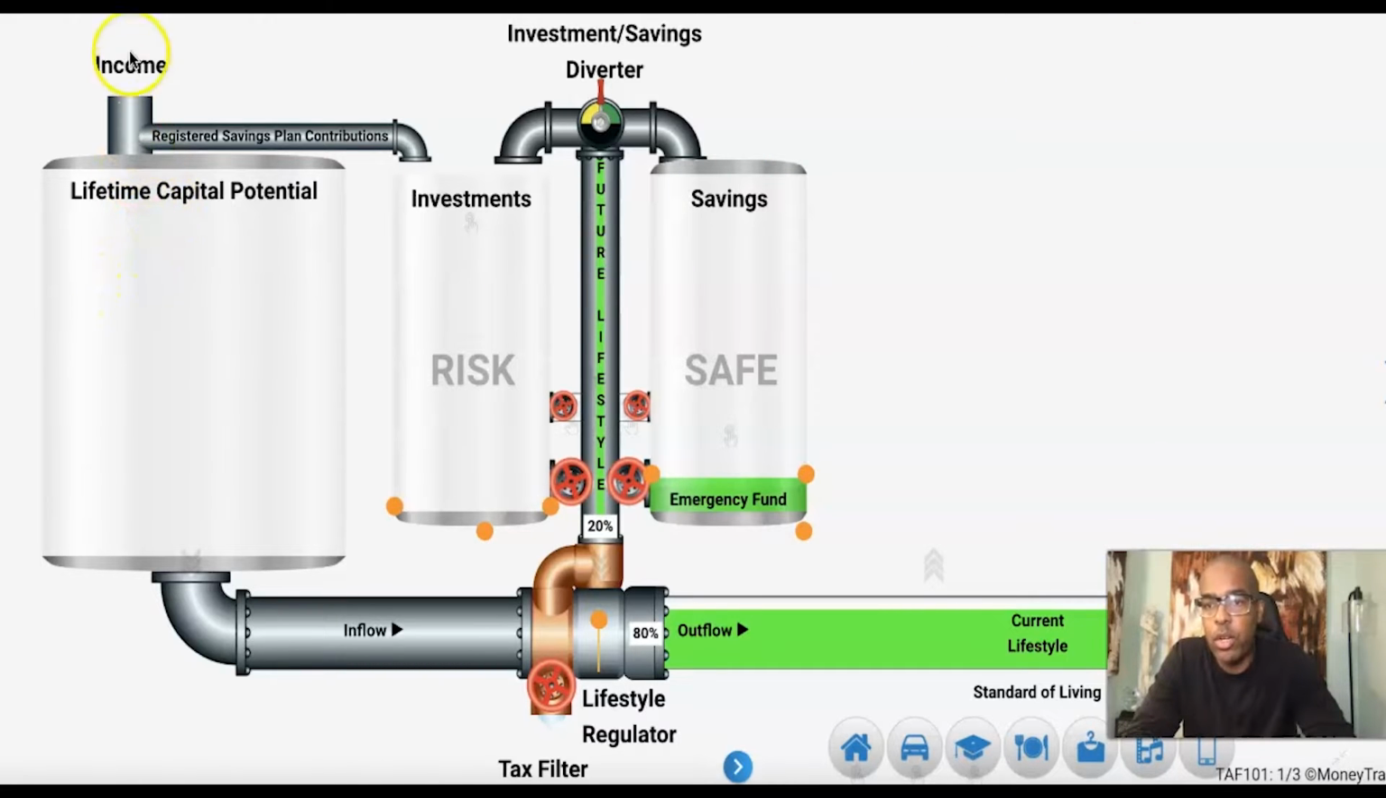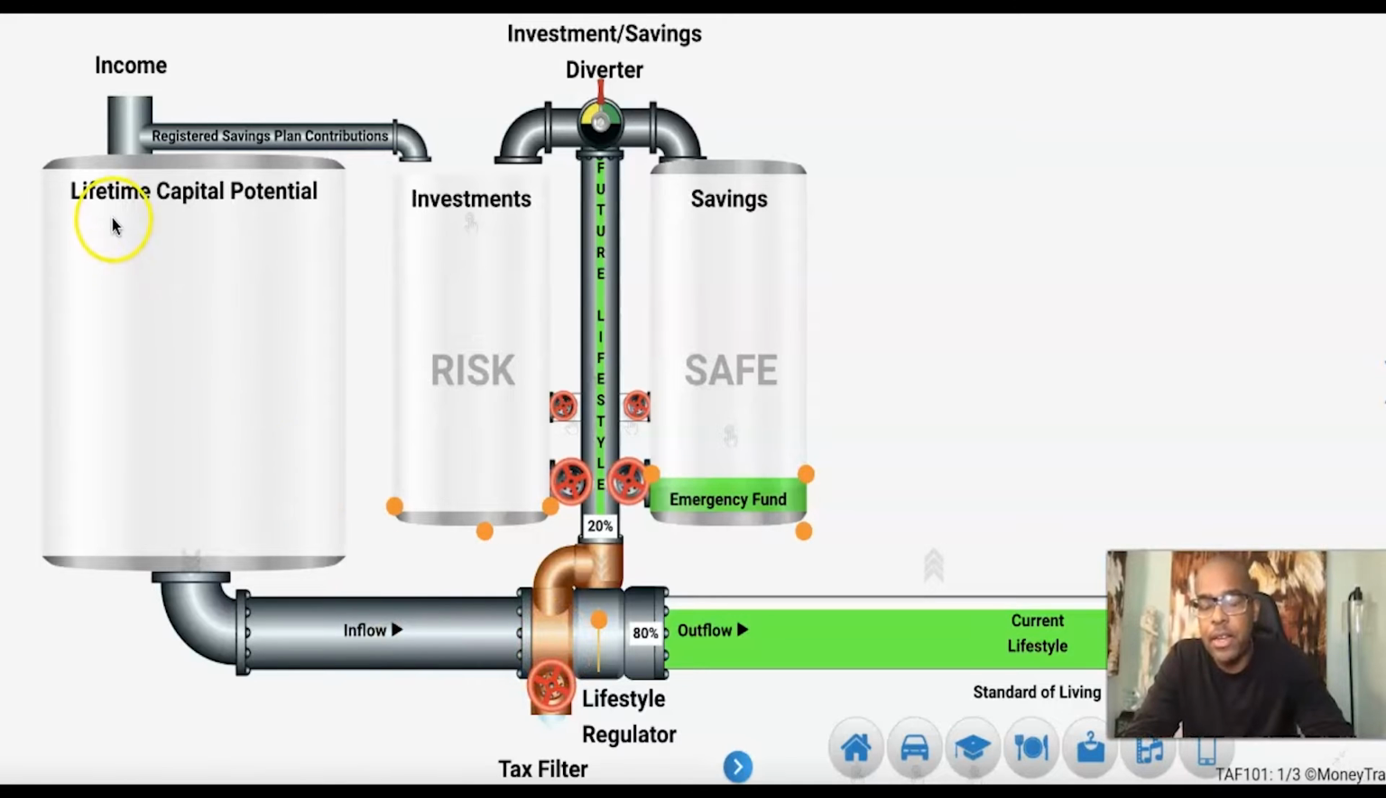So this framework essentially works like this. All the money you receive goes right here, and it's lifetime capital potential. All the money you ever receive will come through here, and then it flows through what we call the tax filter. This example is based on people who are employees. Most people are employees, so that's what happens. You get taxed as soon as you're in your pay.